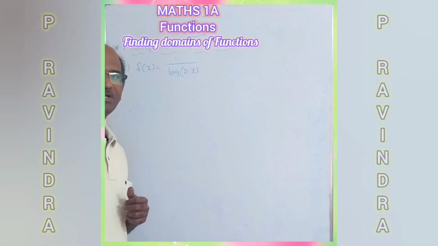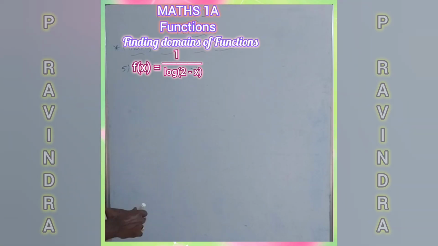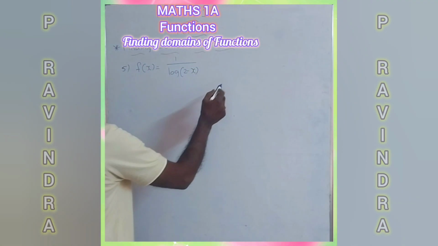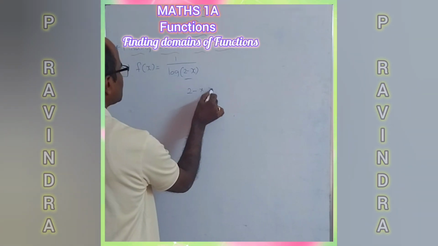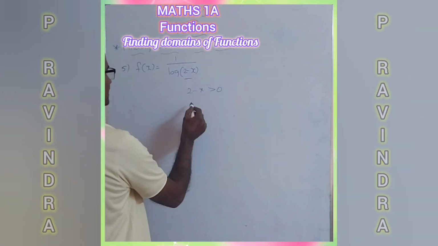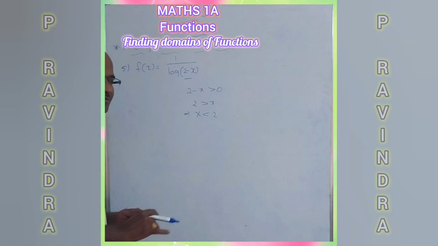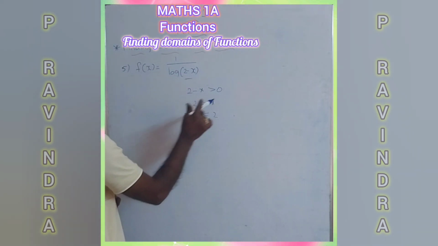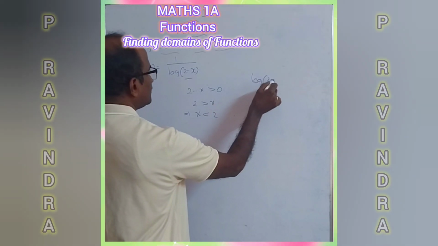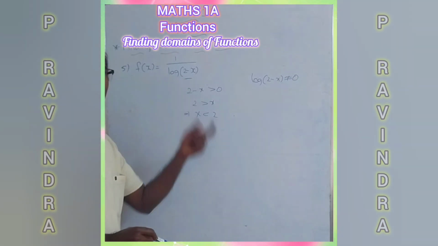So let us find the domain of f of x equal to 1 by log of 2 minus x. So here the logarithmic function is in the denominator. First of all, since it is a logarithmic function, this 2 minus x must always be positive. So taking x that side, 2 greater than x or x less than 2. That is the initial point to be remembered. And also mainly here, since it is in the denominator, log of 2 minus x must not be equal to 0. In the denominator, any function must not be equal to 0.